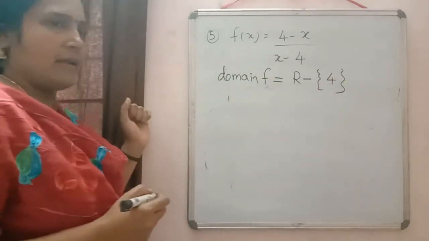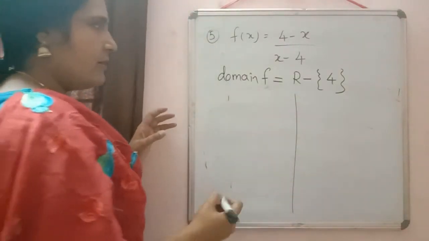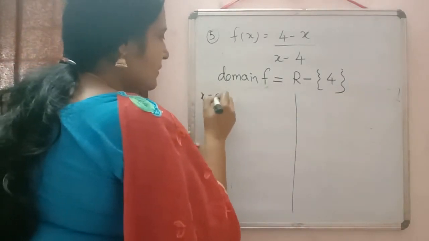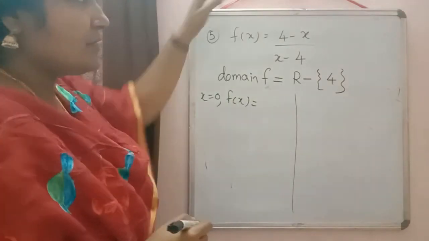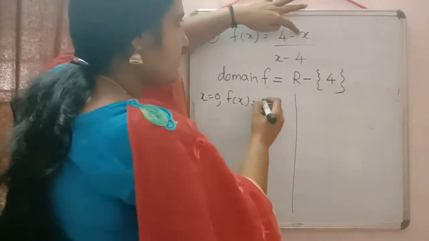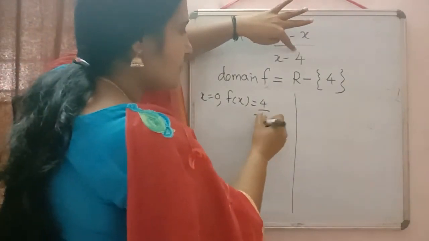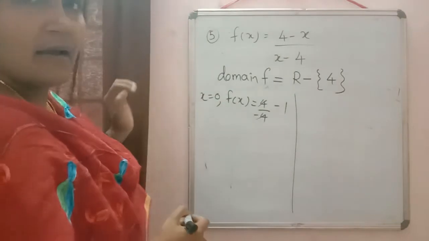Now we have to find out the range of f. For that, there are two methods. First one, we can substitute some values. If x is equal to 0, what will be the value of f of x? Substitute: 4 minus 0, 4, by 0 minus 4, so that will be equal to minus 4. It will be cancelled. We will get minus 1.